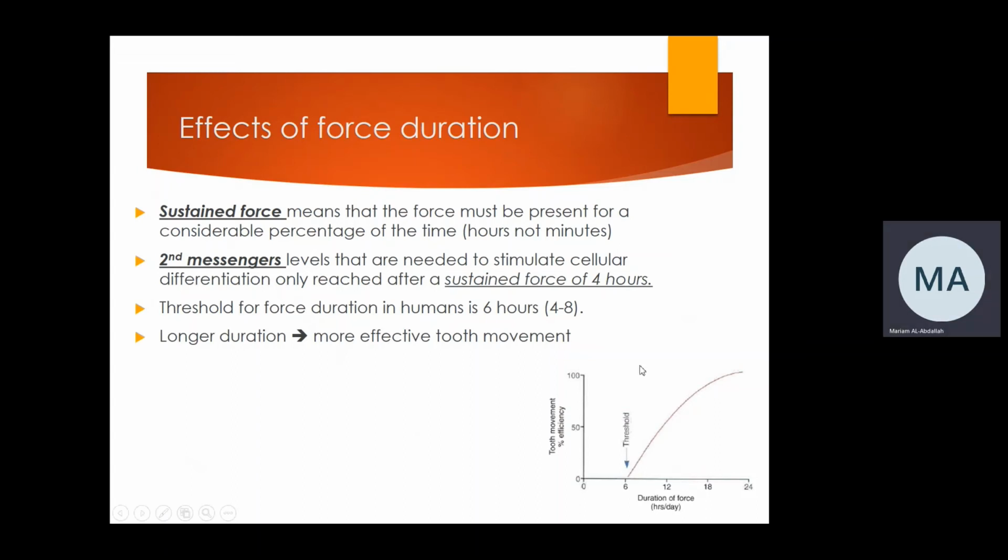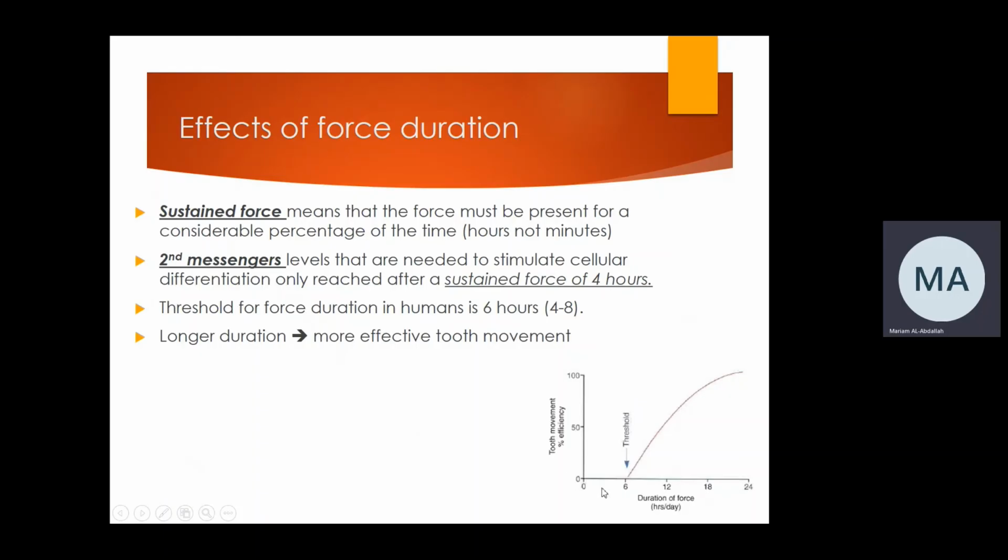So this is a diagram that shows you the relationship between the duration, hours per day, and, of course, as you can see, 6, 12, 18, 24. That's it. We cannot go anything beyond this. You cannot wear an appliance more than 24 hours, of course. And here the other line is representing the tooth movement efficiency. Less than 6 hours, there is zero efficient tooth movement.